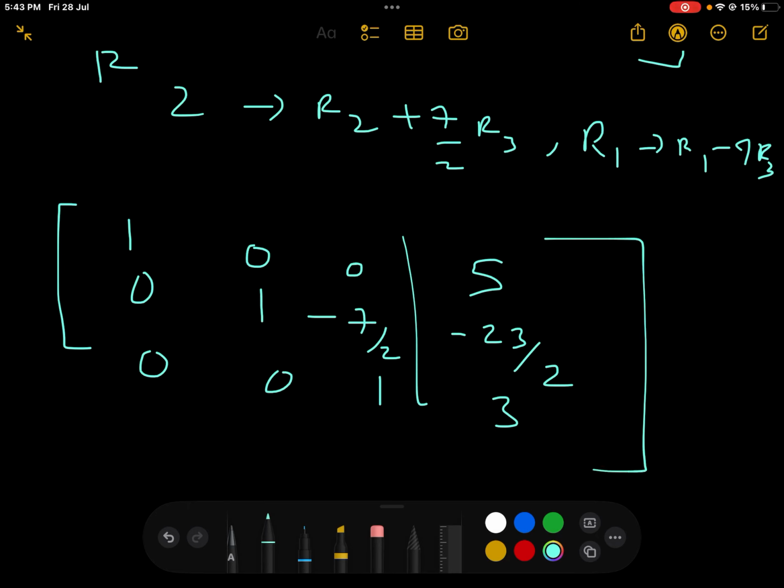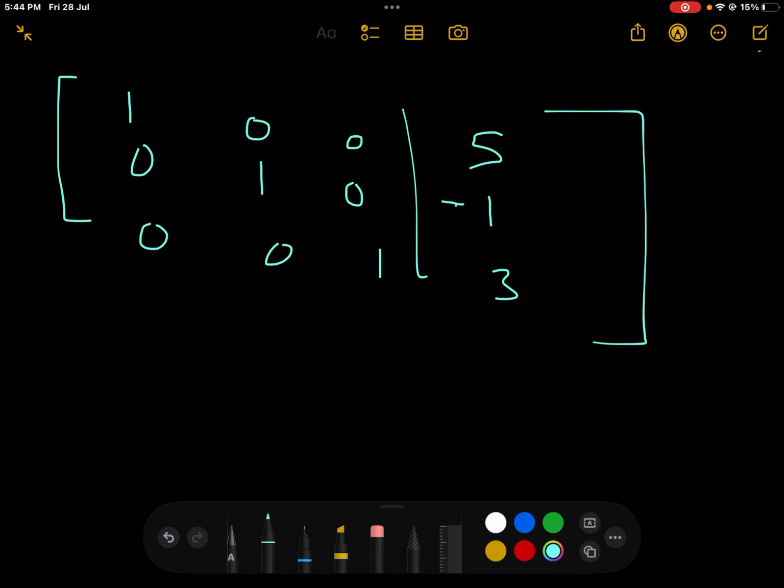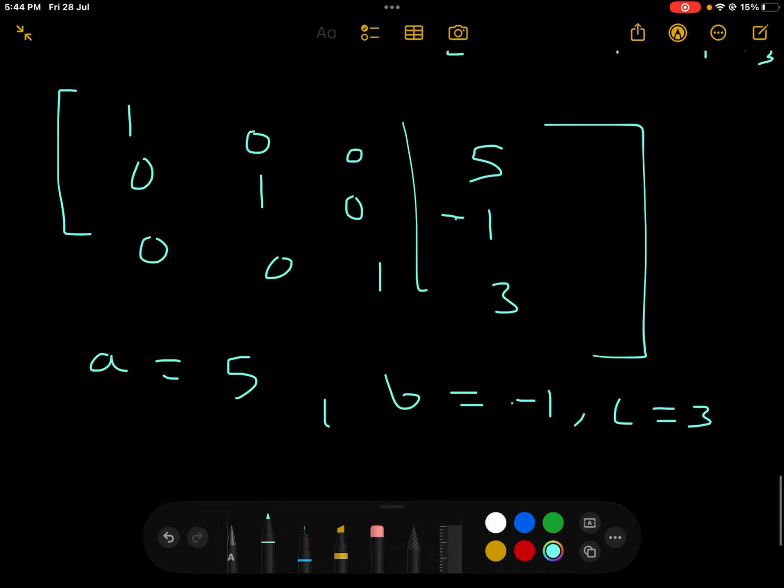Now just a second, I made one error. So this will be 0, 1, 0, and we apply the operation here also, so we'll get 0 and minus 1. So we have reduced row echelon form of our matrix, and our value of A will be 5, B will be minus 1, and C will be 3.